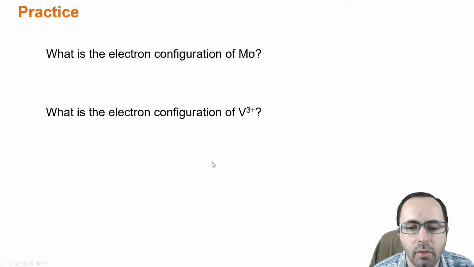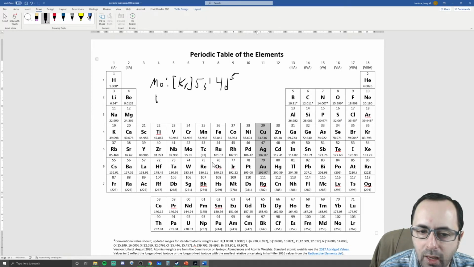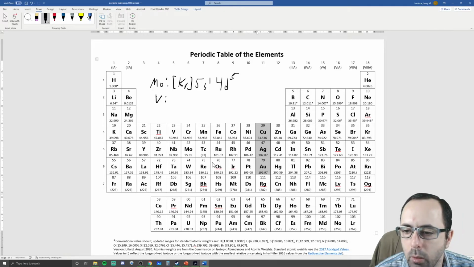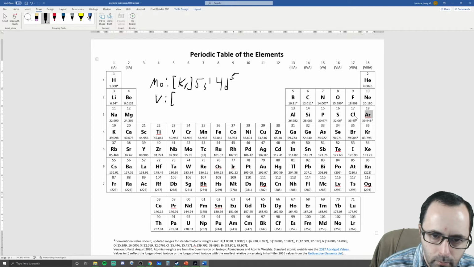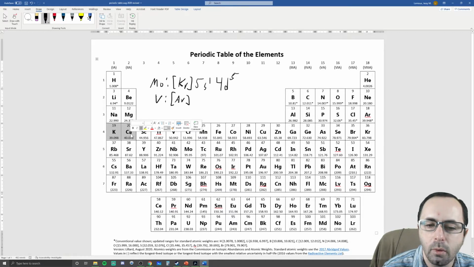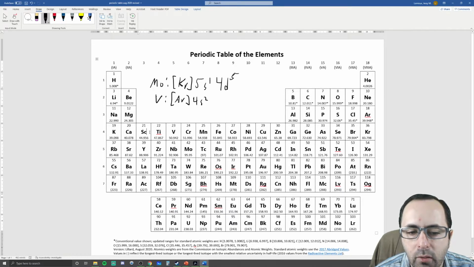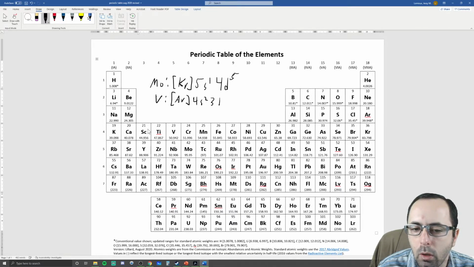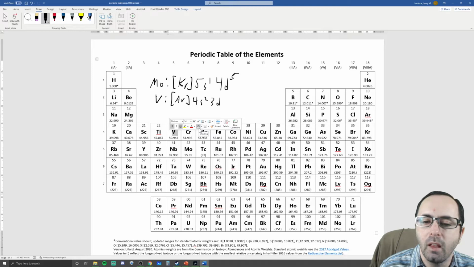What is the electron configuration for vanadium 3+? Okay, vanadium 3+. So let's get it for vanadium first. Vanadium, it's going to be the noble gas right above vanadium. Vanadium's here, so we use the noble gas argon. And then we'll be in the 4th row, S area, 2 across, so we say 4S2. And then we count into vanadium. It's going to be 3D, since we do the row number -1. 1, 2, 3, 3D3. So that's vanadium.